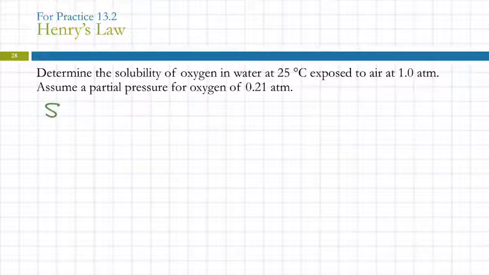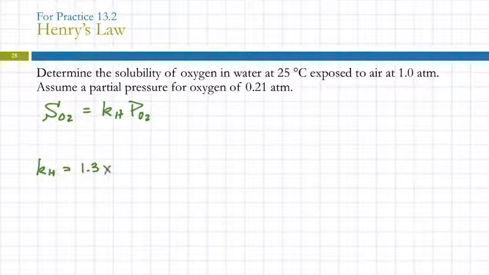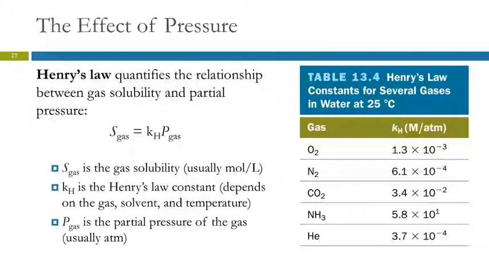So the solubility of O2 is going to equal the Henry's law constant times the partial pressure of O2. So we need the Henry's law constant. I got that from the table on the previous page. Let's just double check. Yeah, 1.3 times 10 to the minus 3 molar per atmosphere.